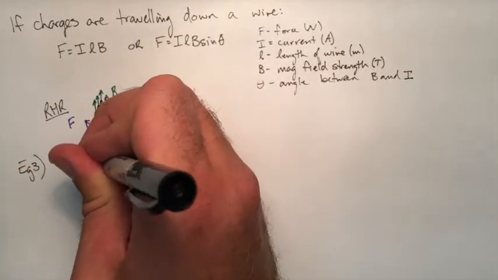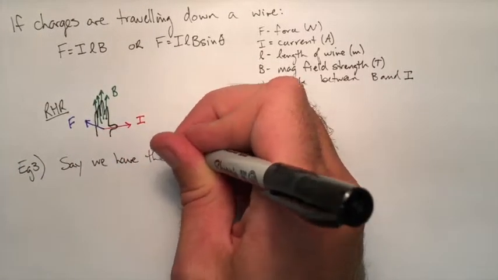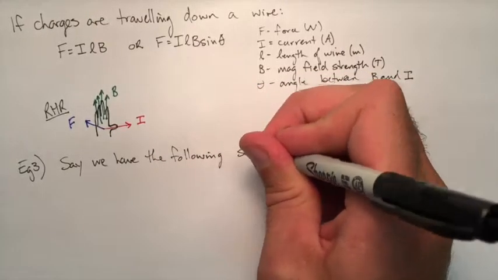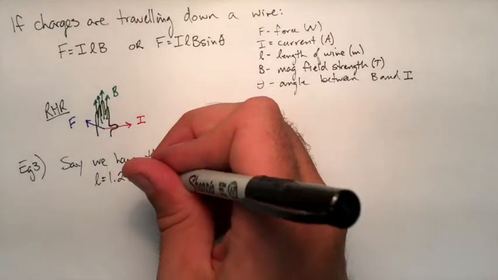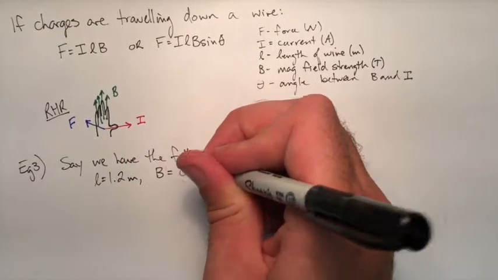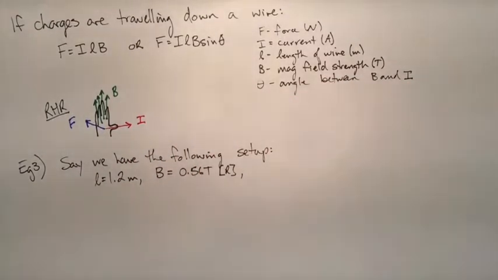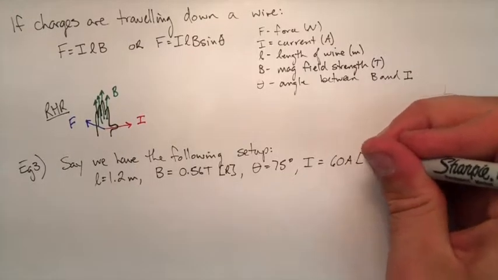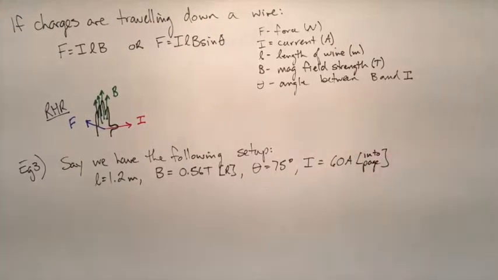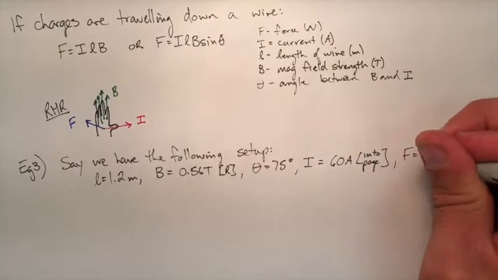So let's say we have a wire in a magnetic field, and this wire is going to have the following qualities. All right, let's say it has a length of 1.2 meters. The magnetic field strength is going to be 0.56 Tesla to the right. The angle that it's on is going to be 75 degrees. The current through the wire is going to be 60 amps. That's going to be into the page. Let's find the force on this wire.